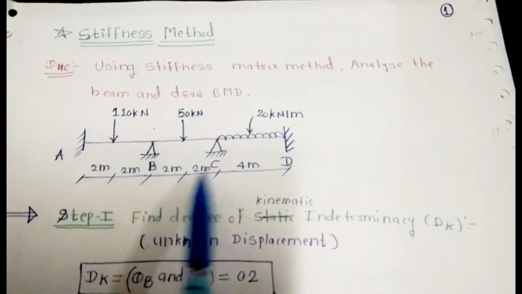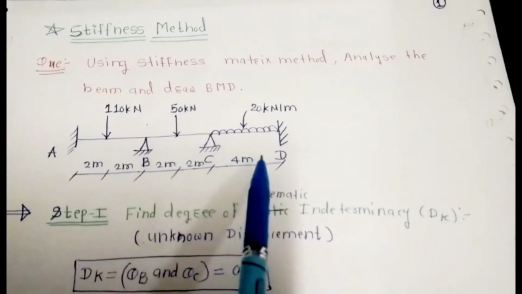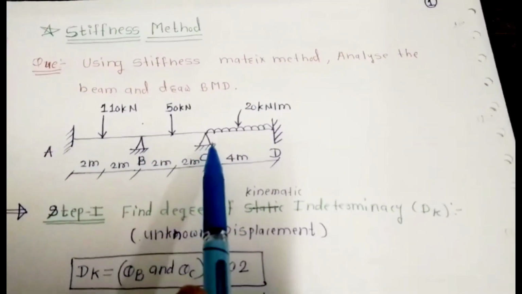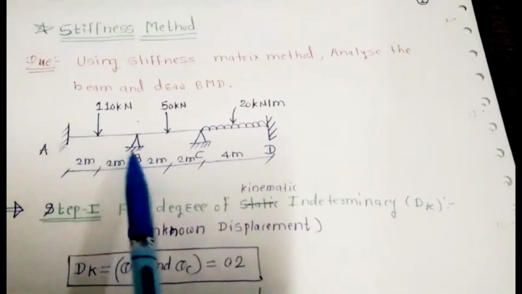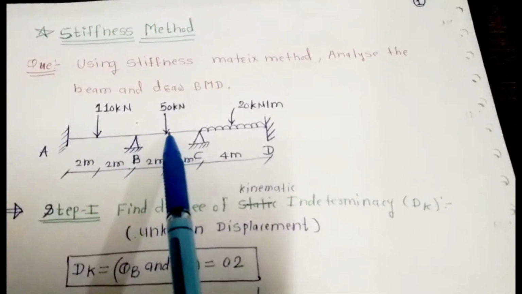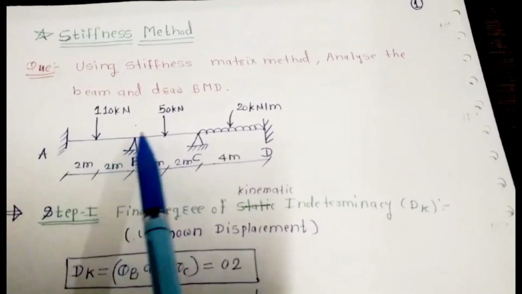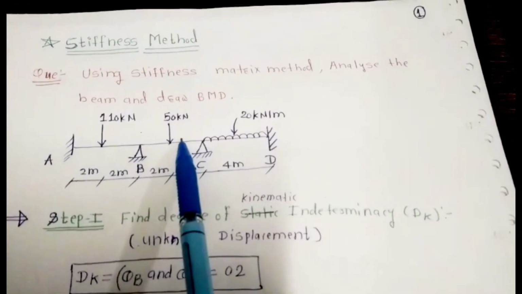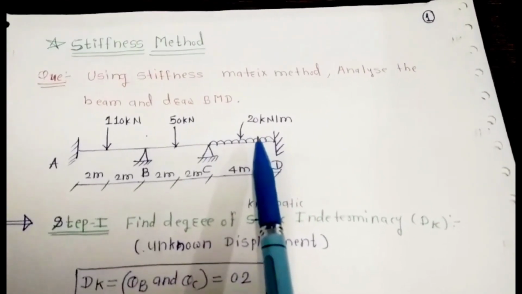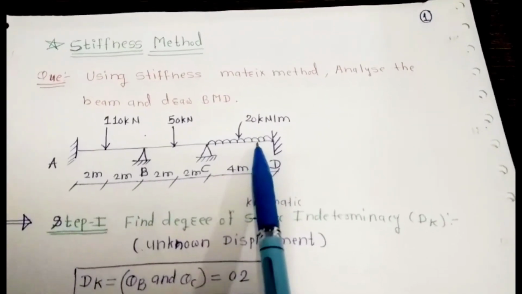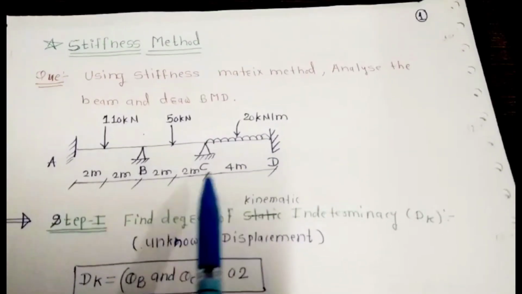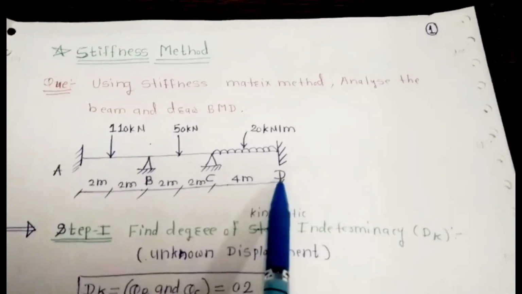So the given figure indicates the continuous beam. In this you can see there are three spans AB, BC and CD. On spans AB and BC there are two concentrated loads acting at the center, that is 110 kilonewton and 50 kilonewtons respectively. And on span CD, a UDL of intensity 20 kN per meter is acting. The span for AB is 4 meter, BC is 4 meter and CD is 4 meter.